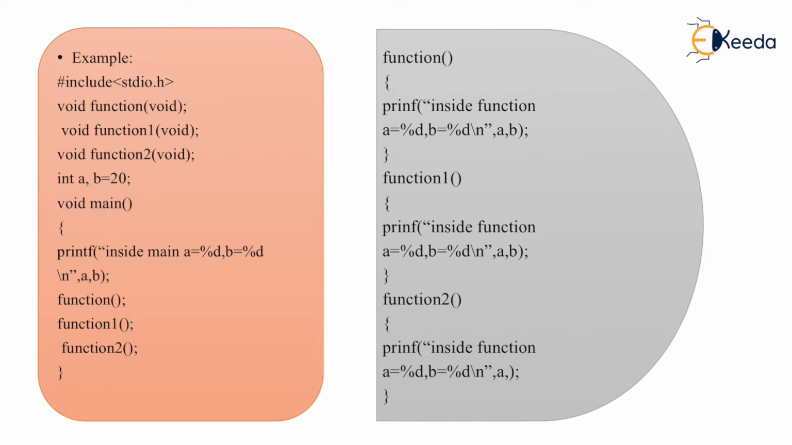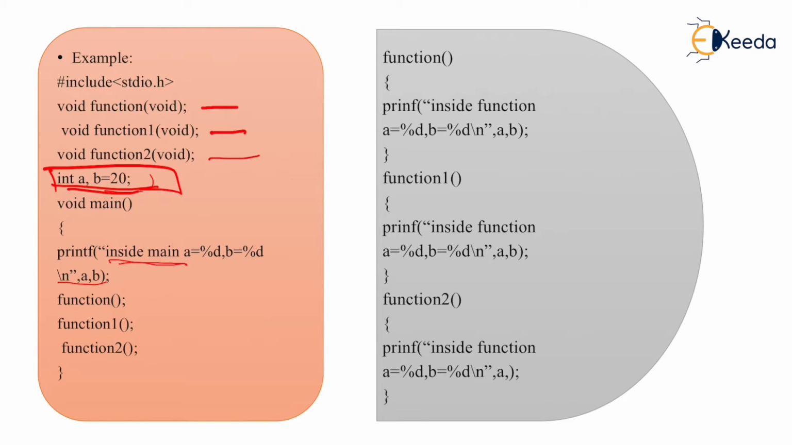see in this code we have created three functions: function, function 1, function 2, without return type, without argument. Then we are creating two variables a and b, and that is globally defined, that is not inside any of the blocks. So this type of variable is globally defined, so anyone can access it. Now inside main, we are saying printf inside main a and b. So we are specifying the value of a and b, that is this value.